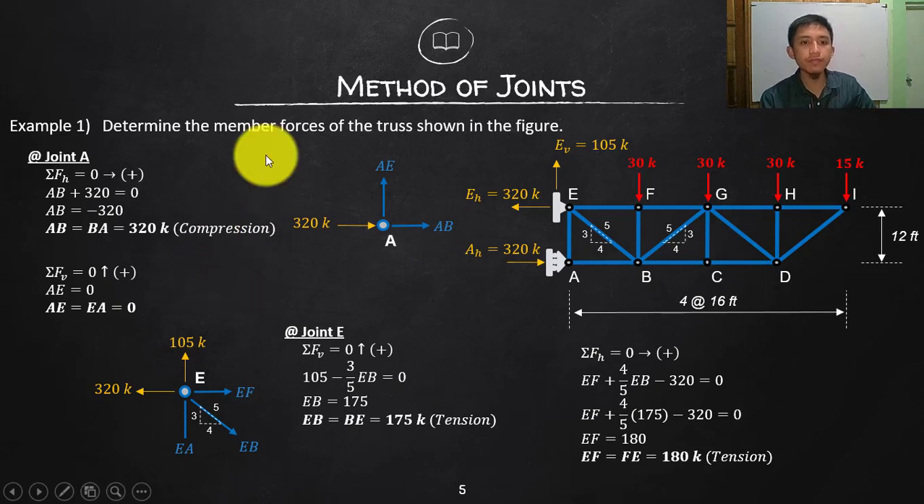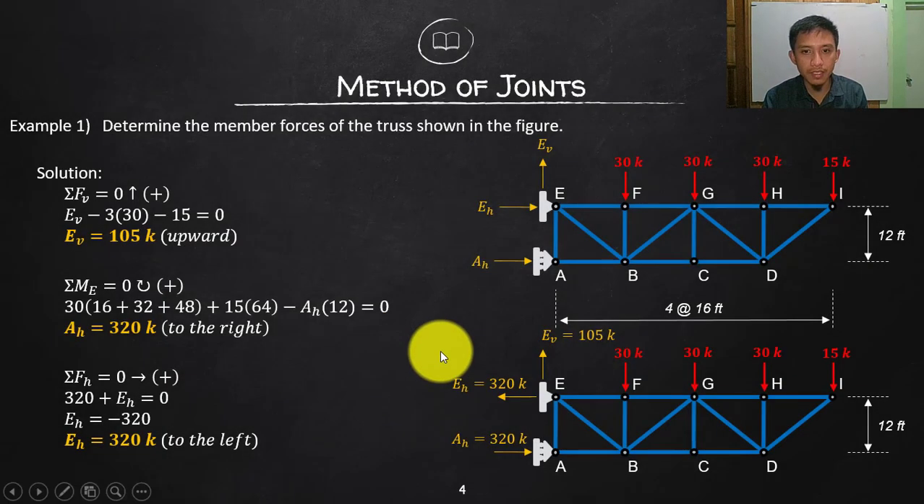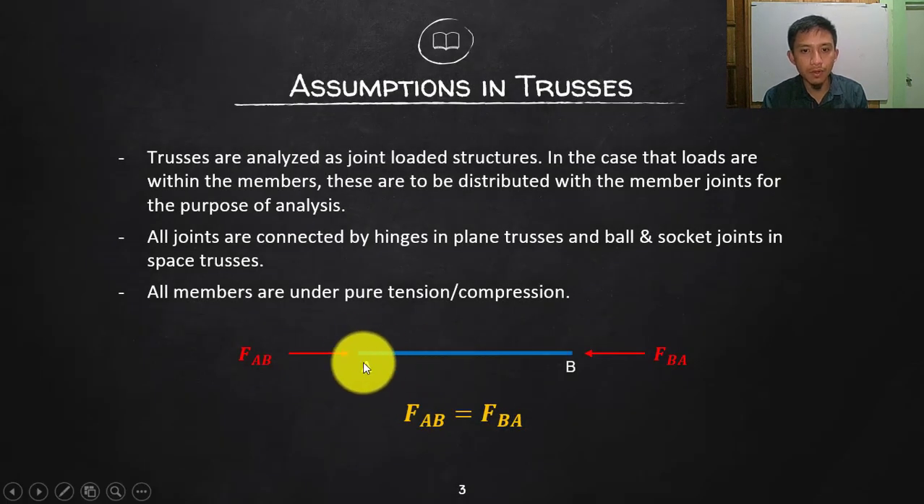Okay, now summate vertical, we will be solving AE. That is the only force, and there is none for us to equate that one to. So AE is equal to 0. By the way, going back here, whatever force is experienced on one end of the member is the same as the other end. If that is compression, compression. If that is tension, tension.